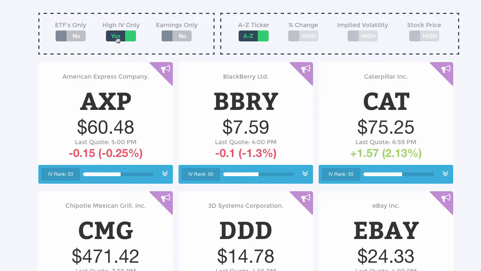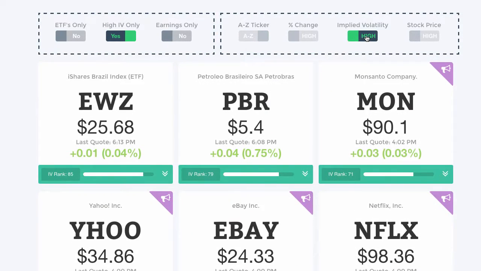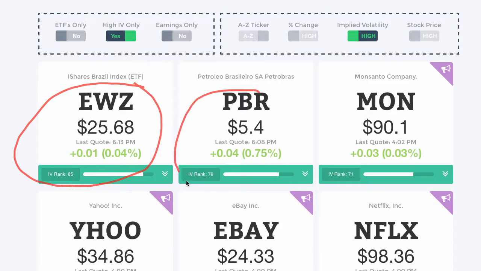Now, once I filter out just those with implied volatility over the 50th rank or percentile, then I can sort that list highest implied volatility to lowest. So now I can see here on this list that EWZ could be a possible trading opportunity for me, or PBR, or MON, etc., etc., etc.